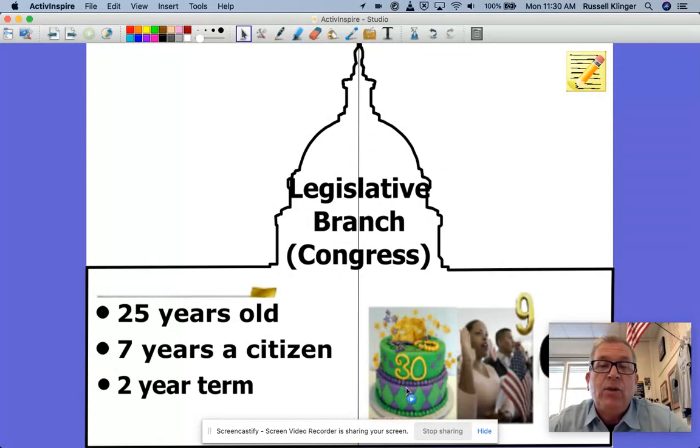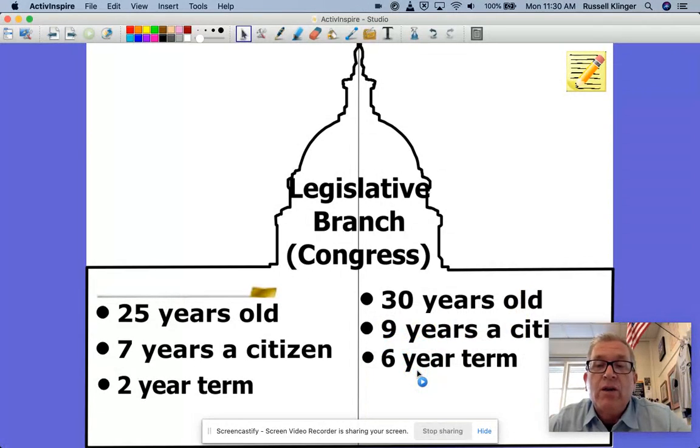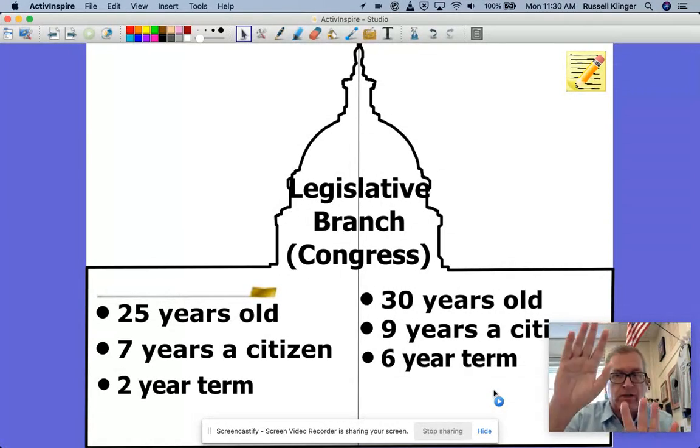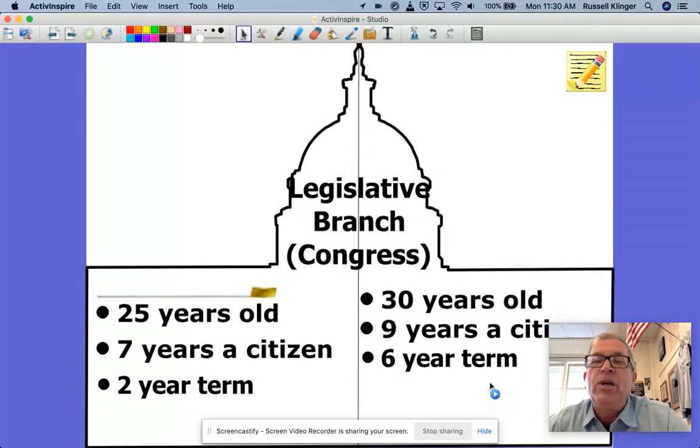For the Senate, you can see my birthday cake here. Some of us that are getting older wish we were 30 again. But you have to be at least 30 years old. You have to be a citizen for at least 9 years to be a member of the Senate. But you get to serve 3 times as long as a member of the House of Representatives. You get a 6-year term.